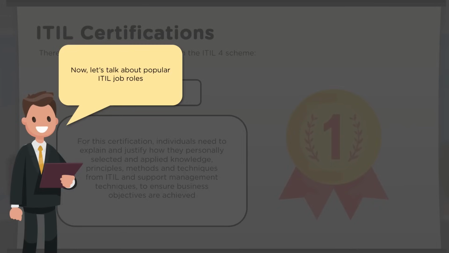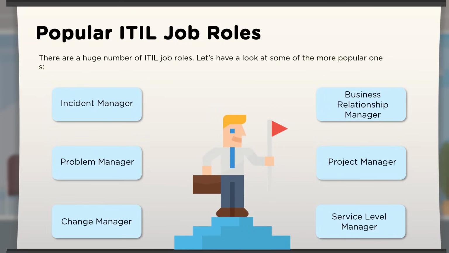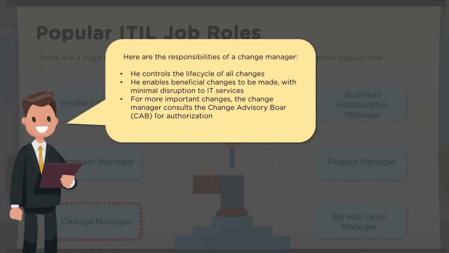Now let us talk about popular ITIL job roles. There are a huge number of ITIL job roles. Let us have a look at some of the most popular ones: incident manager, problem manager, change manager, business relationship manager, project manager, service level manager. Change manager: the responsibilities of a change manager include controlling the life cycle of all changes. A change manager should enable beneficial changes to be made with minimal disruption to the IT services. For more important changes, the change manager should consult the change advisory board for authorization.